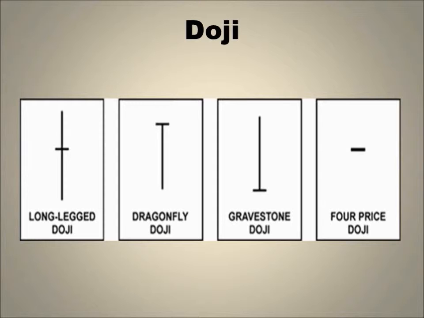So here, let's start with the one on the left. We call this the long-legged doji. It just means that the buyers and the sellers were at equal strength during this trading session. Part of the trading session, the buyers were in control. Part of the session, the sellers were in control. But at the end, there was no clear winner. So the result was a tie.